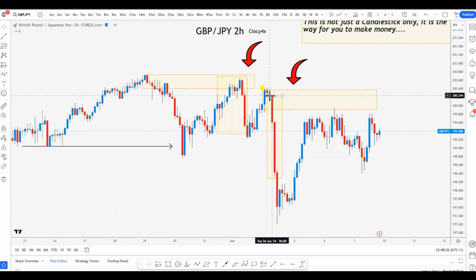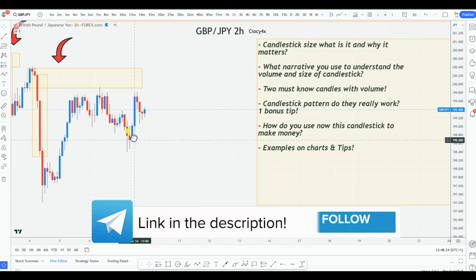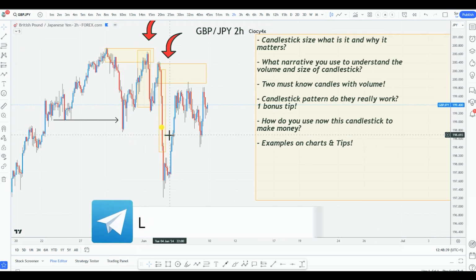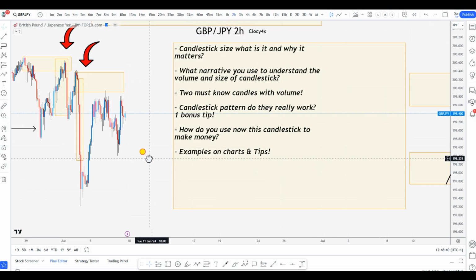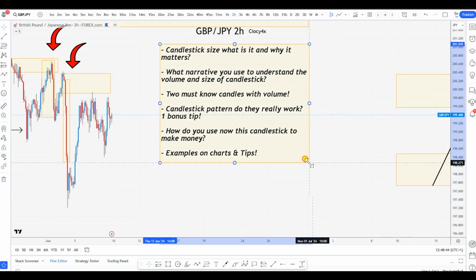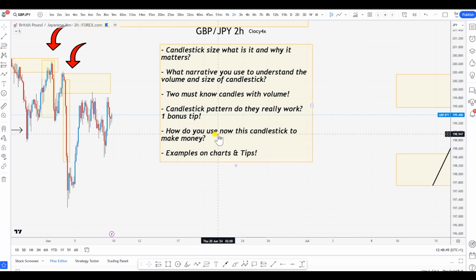And the same goes over here. Look at this. You got rally, base, rally, you got base, and then you got a massive drop to the downside. And then again, price comes back to it. So this is something that's going to give you a lot of heads up. You will be way ahead of any other trader because you will know exactly when to prepare yourself, from where, how, and what the narrative is that you should be following. And then how do you use this candlestick now to make money?